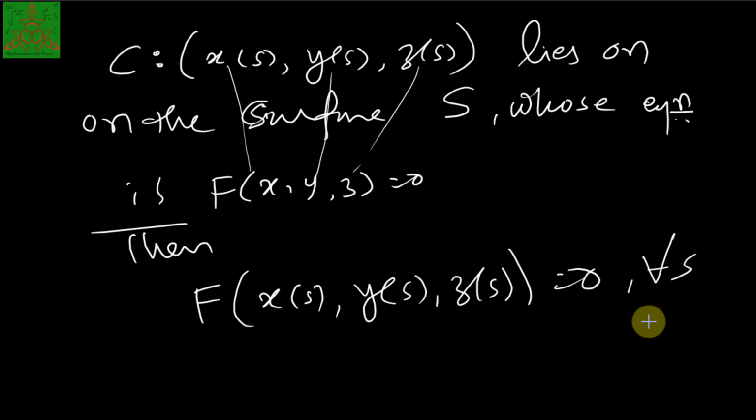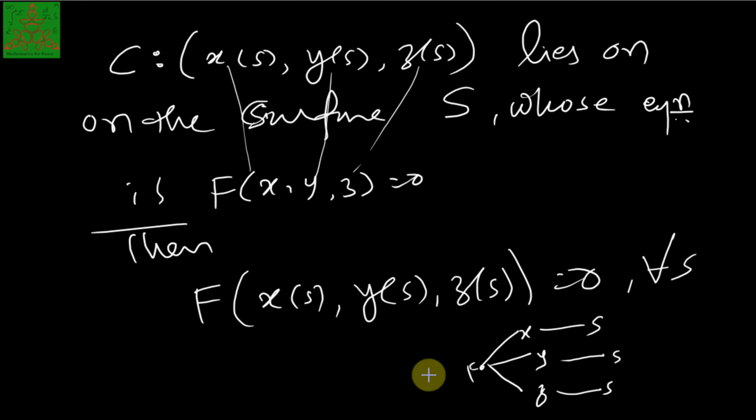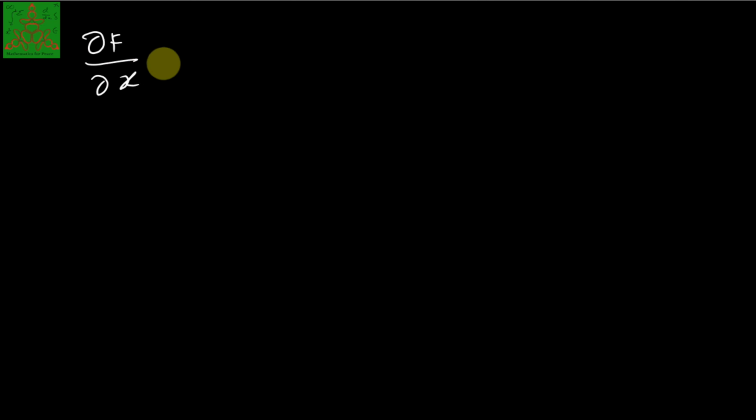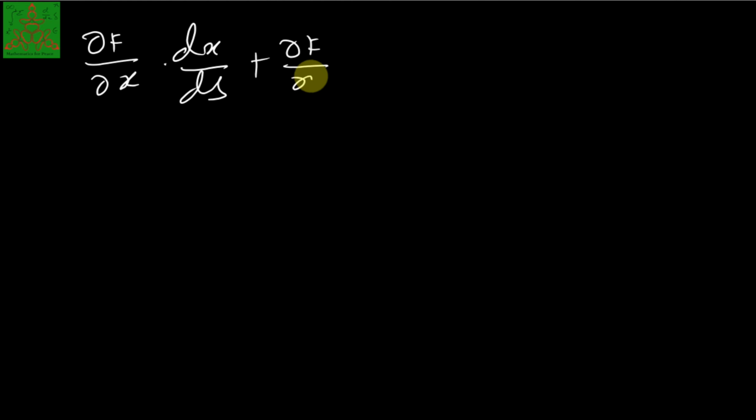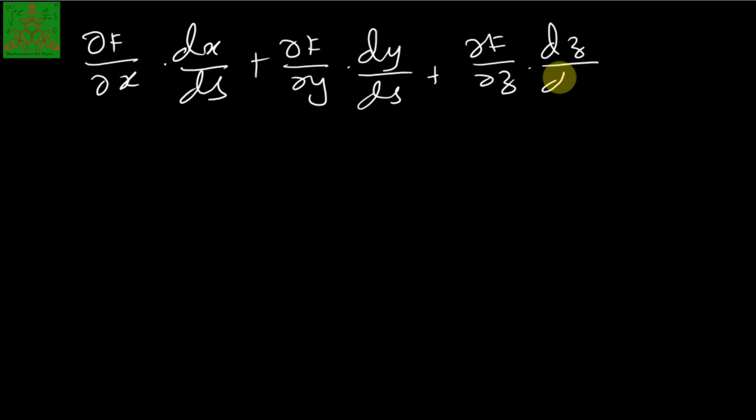On differentiating both sides with respect to s, and as you know, this f is a function of 3 variables x, y, and z, and these x, y, and z are functions of s. If I use the chain rule and differentiate with respect to s, this leads to del f upon del x into dx upon ds, plus del f upon del y into dy by ds, plus del f upon del z into dz by ds equal to 0. This condition gives you a relation between the direction cosines.